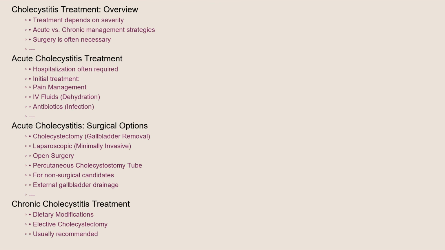Treatment for cholecystitis depends on the severity of the condition. Acute cholecystitis often requires hospitalization. Initial treatment typically involves pain management with medications, intravenous fluids to prevent dehydration, and antibiotics to combat infection. In many cases, surgery to remove the gallbladder, called a cholecystectomy, is necessary. Cholecystectomy can be performed laparoscopically, which is minimally invasive, or through open surgery, depending on the individual case. For patients who are not good candidates for surgery, a percutaneous cholecystostomy tube may be placed to drain the gallbladder externally. Chronic cholecystitis is typically managed with dietary modifications and, in most cases, elective cholecystectomy.